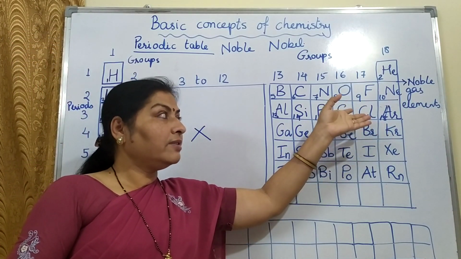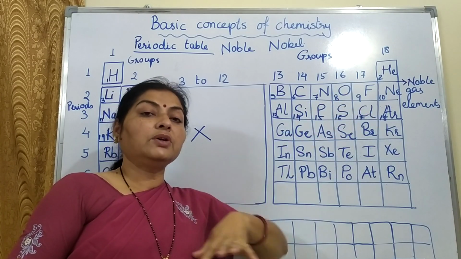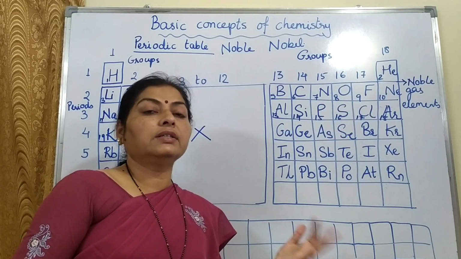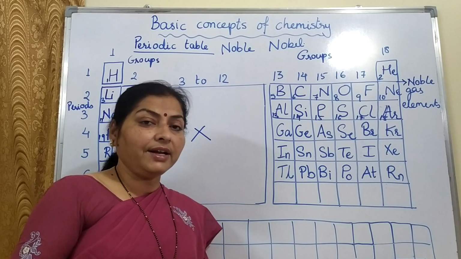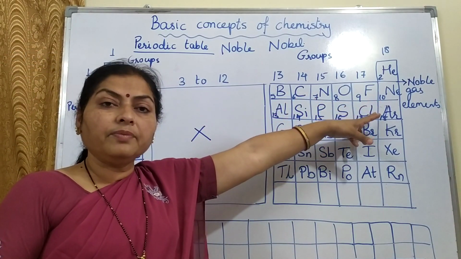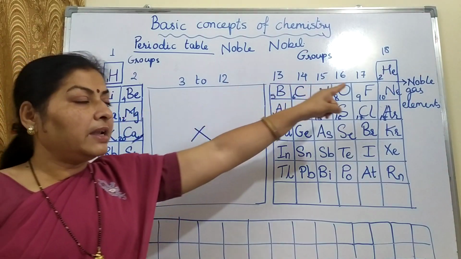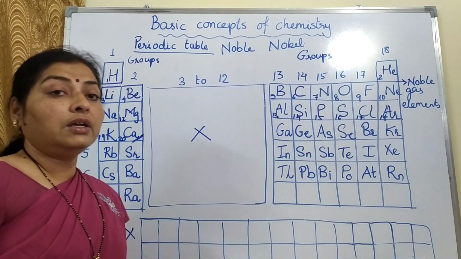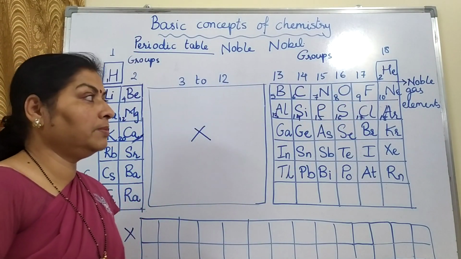So why do they want to become like a noble gas element? Because they are noble. Yes, they are ideal. They are satisfied. All the elements are not like them, so each element wants to become like the nearest noble gas element.